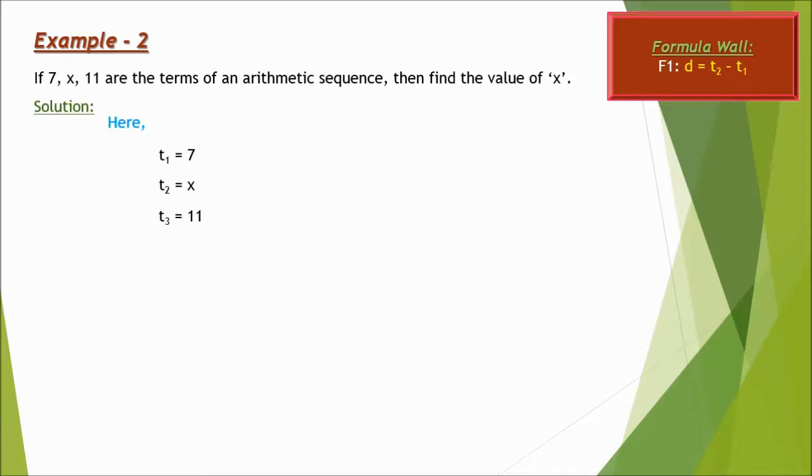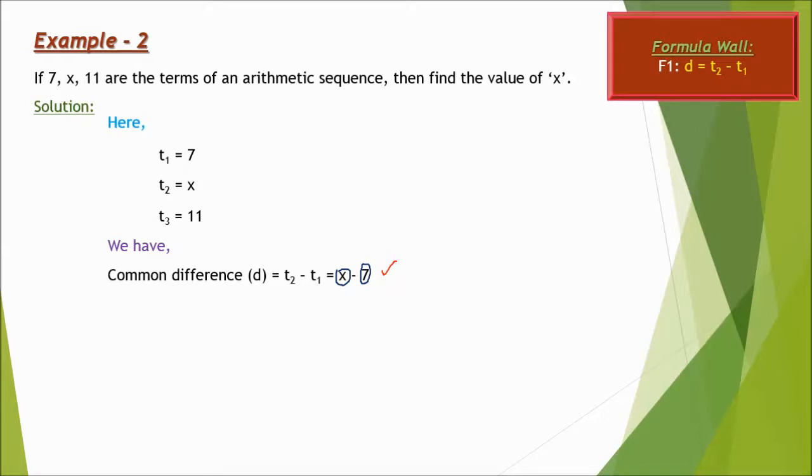Now we can find the common difference between consecutive terms, as we can see in our formula one. Common difference, d is equal to t2 minus t1. That's the formula. x is the second term, and 7 is our first term. So our formula is t2 minus t1, and x minus 7 is the value.